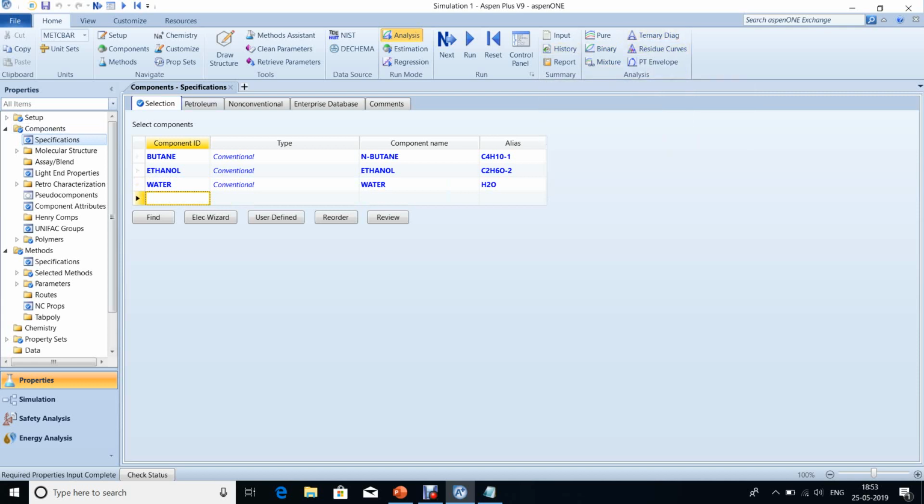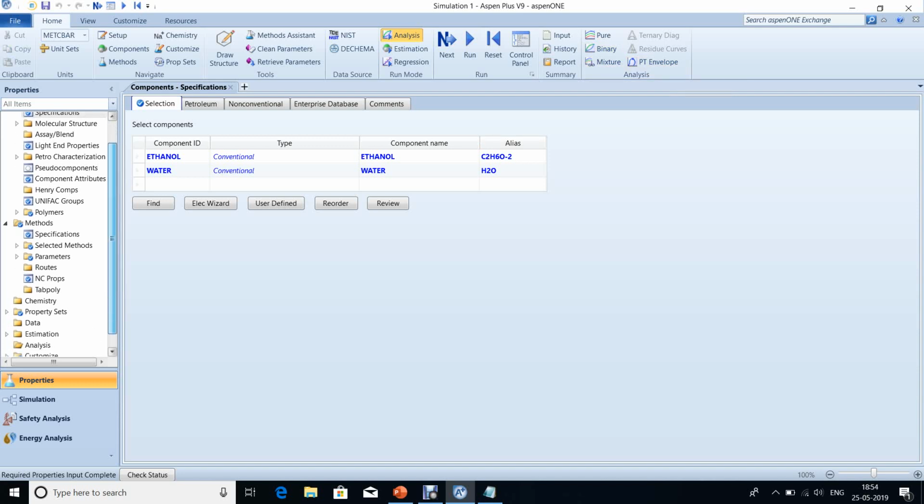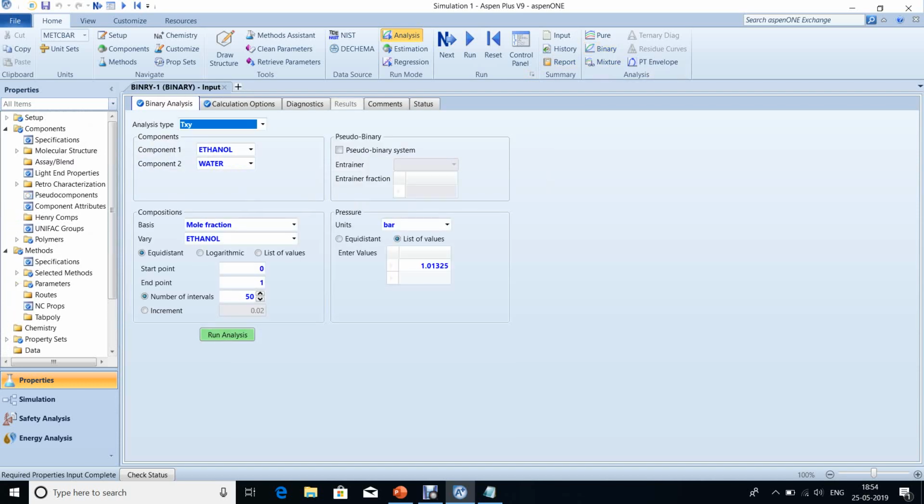If there were only two components, ethanol and water, let's delete this row. You can see that ternary and residue curves, which are for more than two components, are not activated, but the binary and the mixture are activated. Right now, the ethanol and water are there. Now I can again simply click on binary mixture.